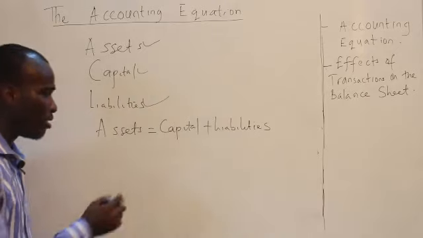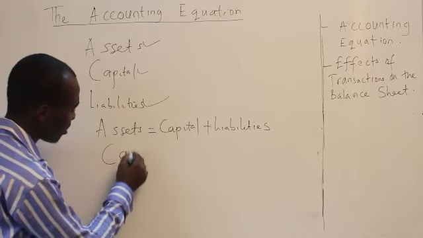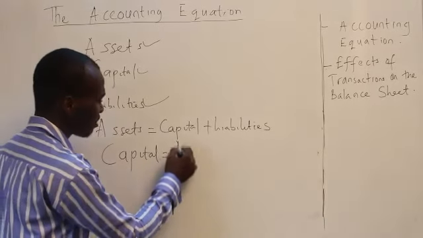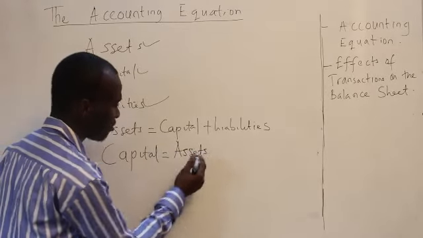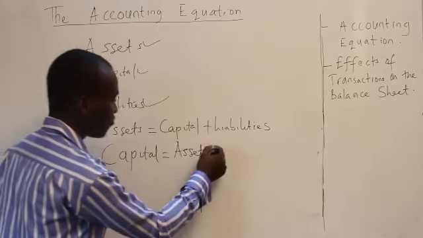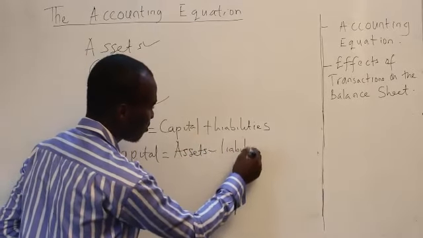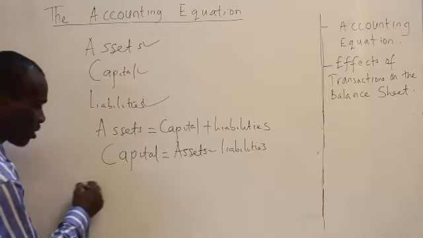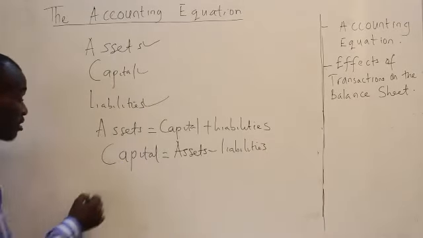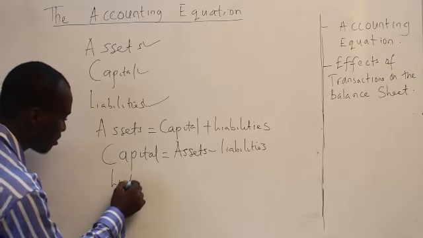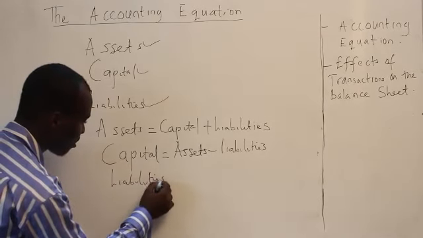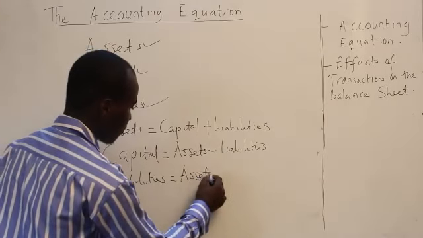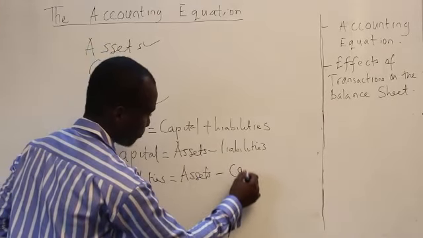In other words, this equation can also be written in another way, which is capital equal assets minus liabilities. Otherwise, it can also be written thus: liabilities equal assets minus capital.